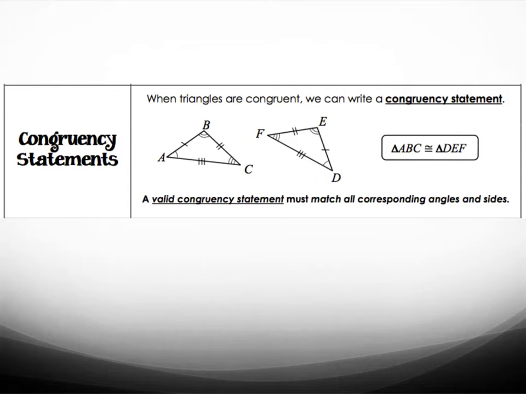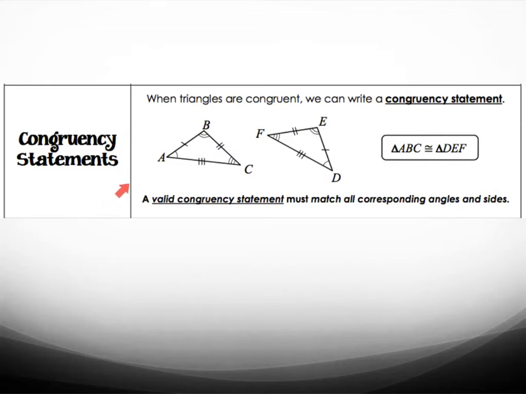Once we determine that they are congruent, we are going to write something that's called a congruency statement. So when triangles are congruent, we can write a congruency statement. Here's the congruency statement, and it states that triangle ABC is congruent to triangle DEF.